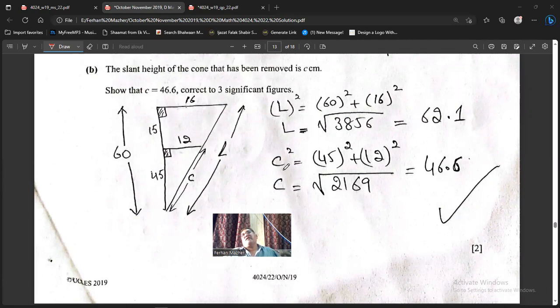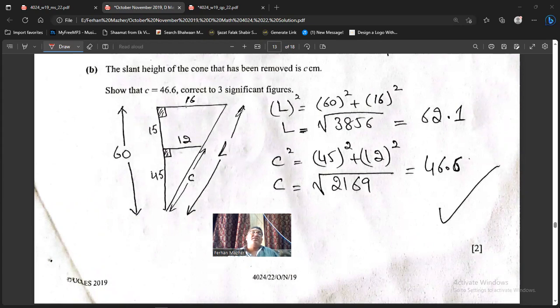So remember, the slant height square is equal to the height h square plus the r square, a famous formula when you study cones. So C square will be equal to 45 square plus 12 square, and that will be 2169. So take the square root on both sides. So C will be equal to 46.6. That is what you have to show.